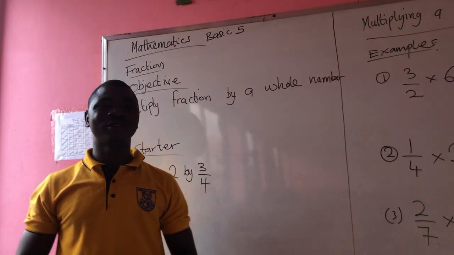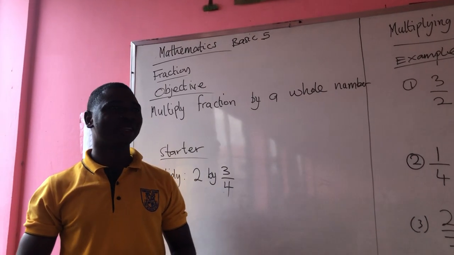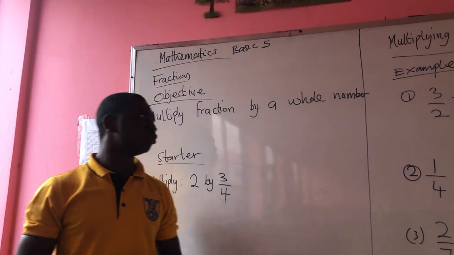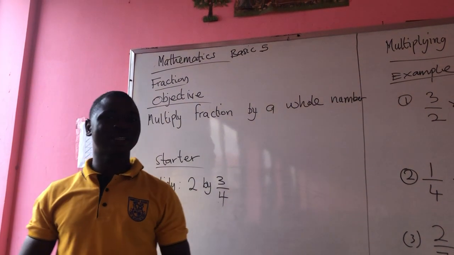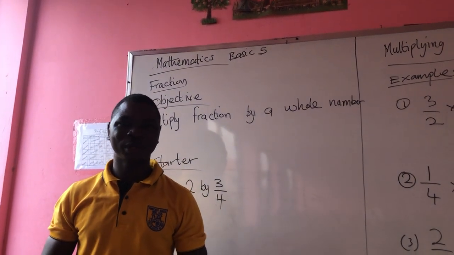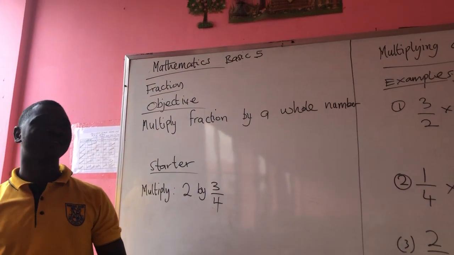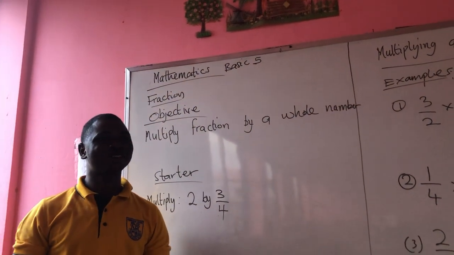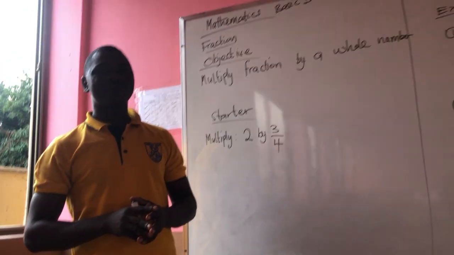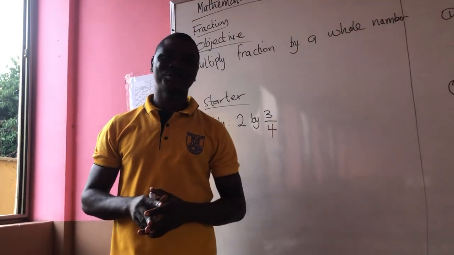Our topic is still on fraction. And our objective for today is to multiply a fraction by a whole number. Previously, we learned how to multiply a whole number by a fraction.